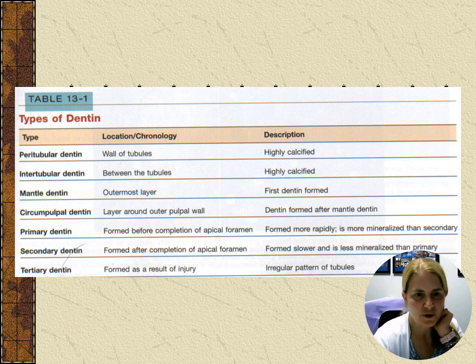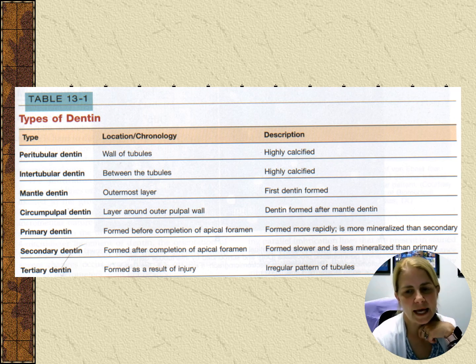Again, our list of peritubular, which makes up the walls of the tubule, intertubular between the tubules, which are highly calcified, mantle, the outermost layer, circumpulpal, the innermost near the pulp, the primary dentin, which is formed as the tooth is forming before the apex is complete, secondary formed throughout life after the completion of the apex, and then tertiary or reparative formed as a result of an injury.